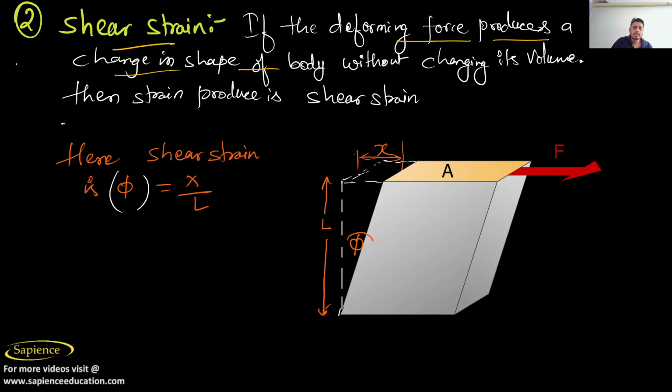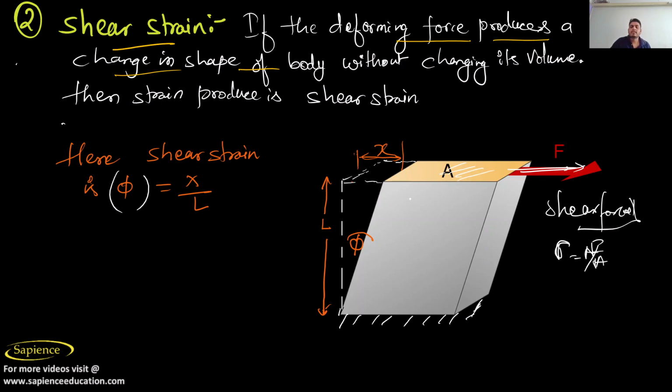Let us consider that you have fixed this and you have applied a force. In this type of thing, you know that shear force is acting. And you have just now understood that shear stress is equal to force by area, where the force is acting tangential to the area surface. So what is changing? Angle is changing. This angle is known as shear strain.